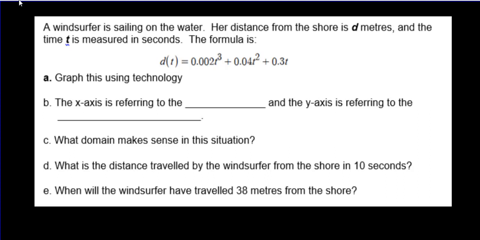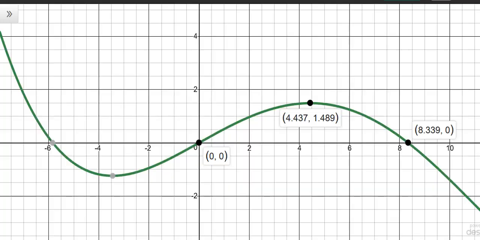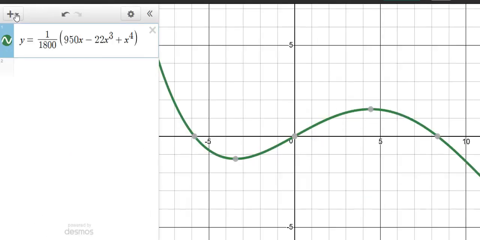We've got another question here. We're moving on to windsurfing. Ooh, that sounds exciting. Although working on engines is exciting too, so let's not be biased. Whoa, I'm drawing on the page. There we go. A windsurfer is sailing on the water. Fun. Her distance from the shore is d meters, and the time t is measured in seconds. Here's the formula. So d is going to be our meters. We're going to call that y when we put this in Desmos. And the x value is going to be time measured in seconds. So t is time measured in seconds. So let's quickly type this into Desmos right now. Let's get our equation editor back.